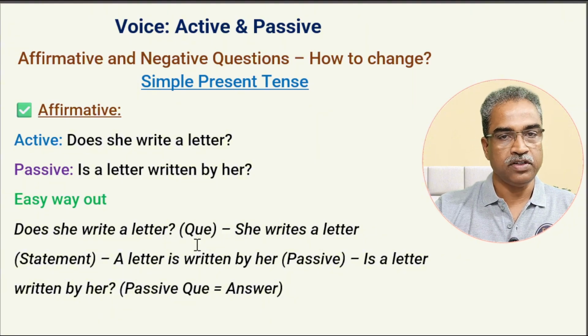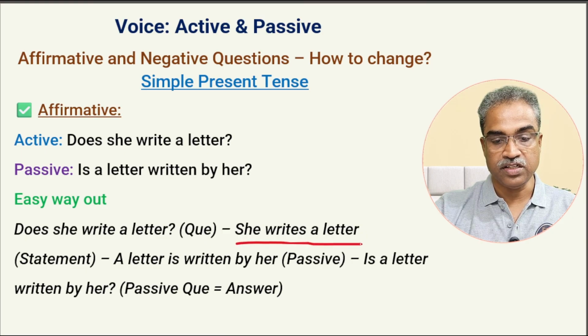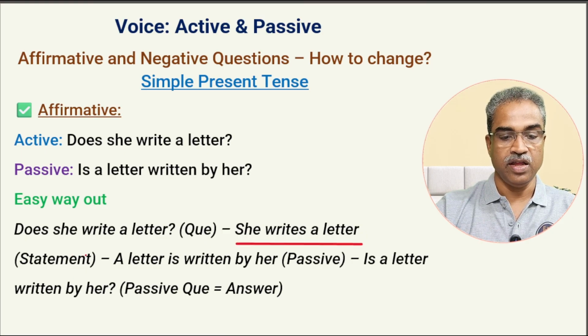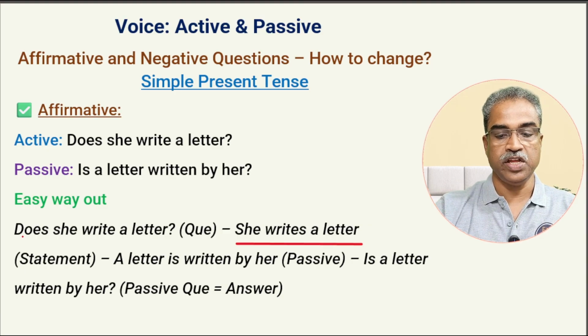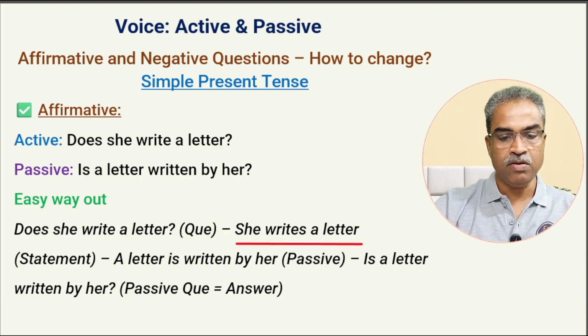Now, this is an affirmative question. Does she write a letter? So, the normal answer will be yes, she writes a letter. So, that is what I have given here. She writes a letter. This is a statement, the answer, actually. Why did I not write she does not write? Because the question is affirmative, not negative. So, does she write a letter? Which means answer in the affirmative. Yes, she writes a letter. So, you remove the yes, but she writes a letter. Now, she writes a letter is a statement.